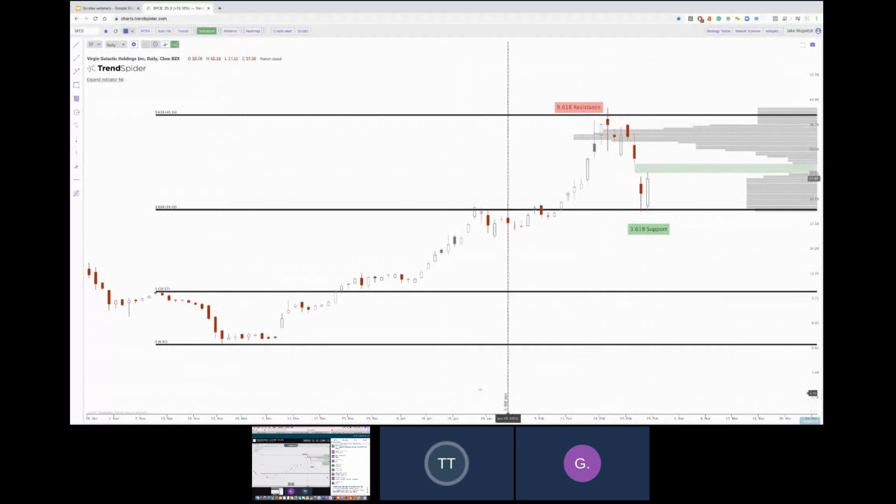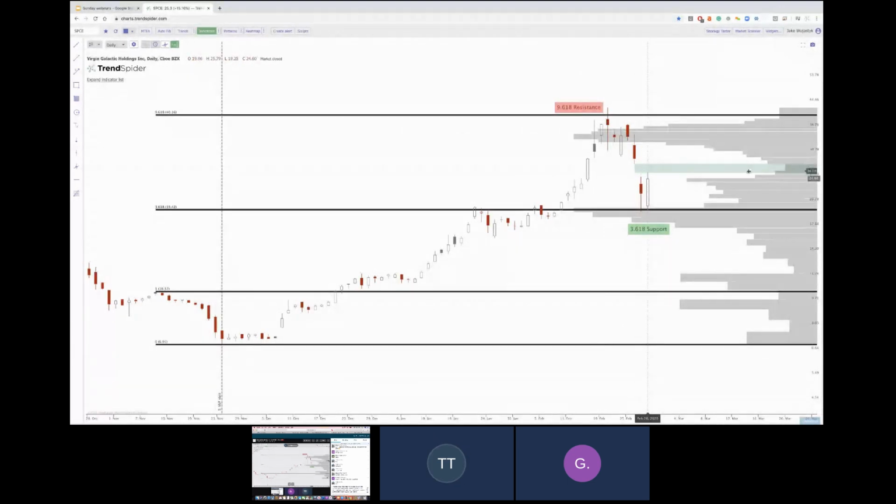But if we move the volume profile back a little bit, you'll see that the gap is still there, but there is still a little volume holding here from this move up. So this candle right here, that's that volume right there. Kind of an interesting way to look at it.